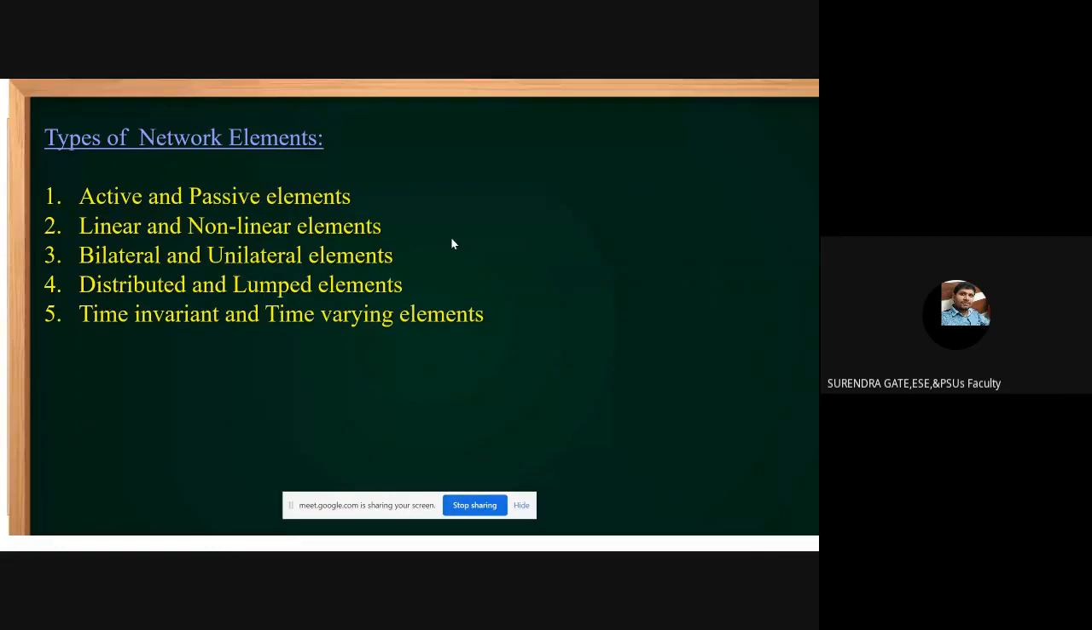Before going into detailed discussion of what resistance, inductance and capacitance are, and what the equivalent circuits are, first I want to discuss this concept: types of network elements. Students, please concentrate. This is a very important concept from a competitive point of view. Questions are already framed in GATE and ESE based on this concept.